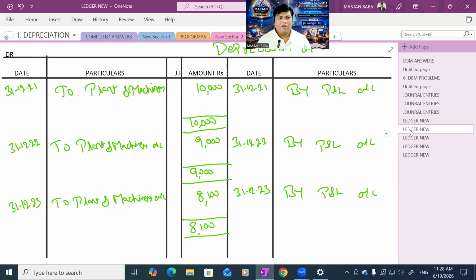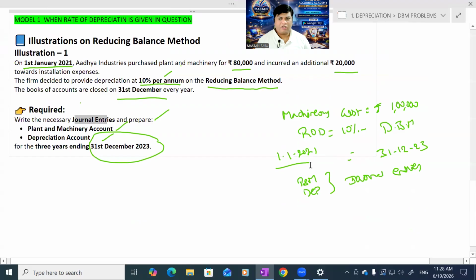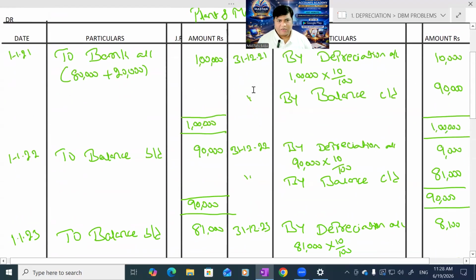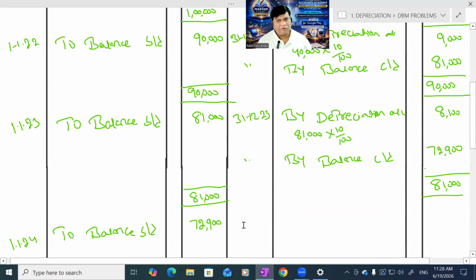So we did everything. We have calculated, we have prepared the main account, that is the plant and machinery account. In the plant and machinery account we have ascertained exactly what is the value of the asset after 3 years, because 1 lakh is the asset value, 10,000 is the first year depreciation, 10% on 1 lakh. Next year, dear students, on 90,000 we calculated 10%, it comes to 9,000. Balance asset 81,000. On 81,000 third year 8,100, so balance comes to 72,900.